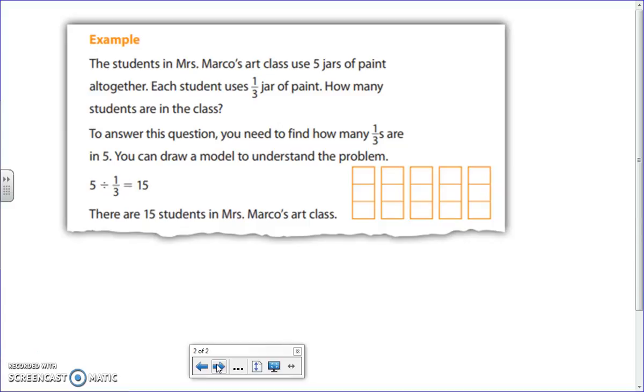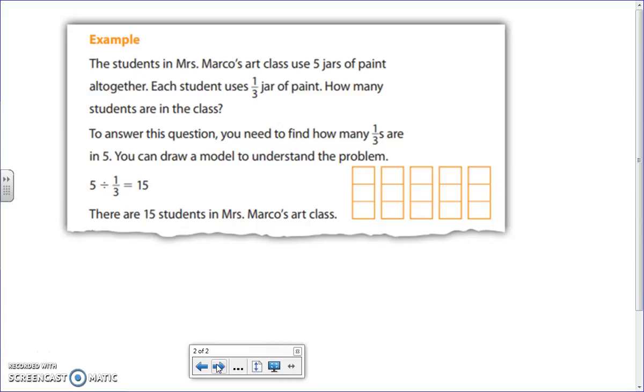To answer this question, you need to find out how many thirds are in 5. You can draw a model or you can use an expression. And by doing either of these things, you can see that there are 15 students in Mrs. Marco's art class. So a lot of times students don't like to model or take the time to model. So let's start this one with an expression.